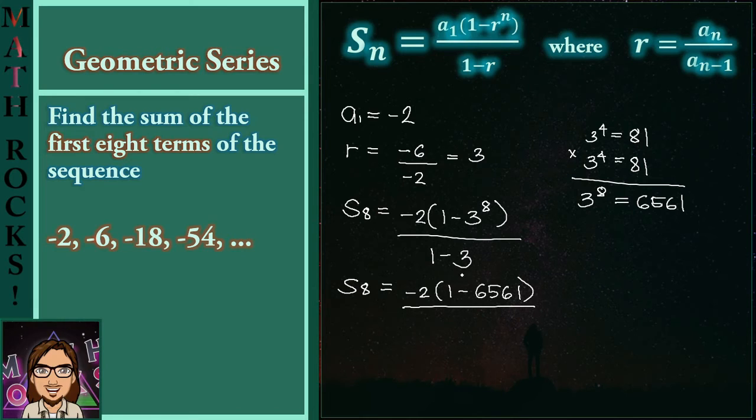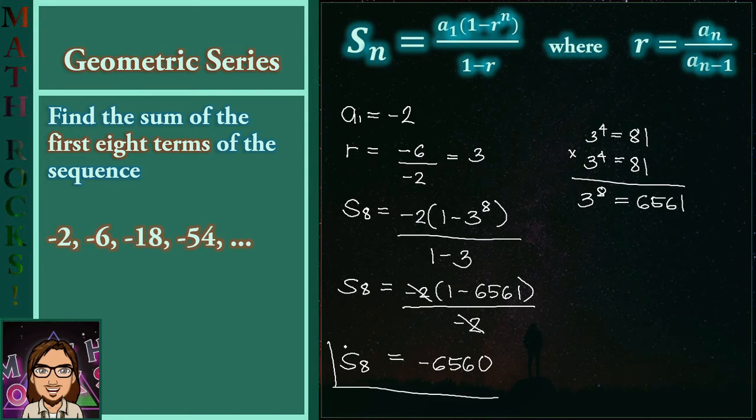And now 1 minus 3 is -2. And now we can easily divide a -2 by a -2 whose value is +1. So we will not be writing the +1 anymore. And now 1 minus 6,561 is -6,560. And this will be our answer for the sum of the first 8 terms of this sequence.